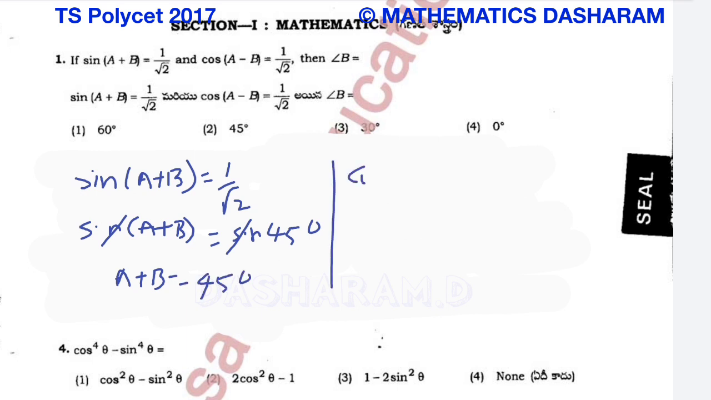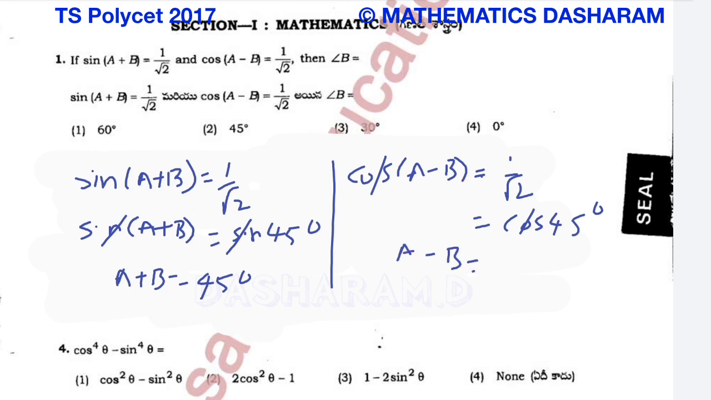Next, one more value, cos(A−B) equals 1 by root 2. So 1 by root 2 is also the same as cos of 45 degrees. So cos cancels, and A minus B equals 45 degrees. So this is equation 1, and this is equation 2. Use the elimination method to solve these two equations.